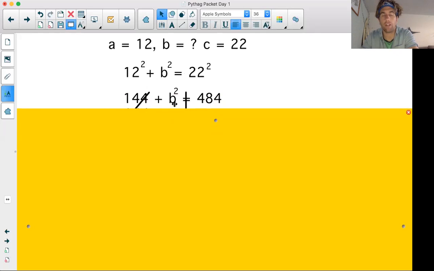Now you're just solving for the letter B, guys. Now you have to go back to equations. How do I get this B squared alone first? Because I want to move the 144 to the other side of the equation.